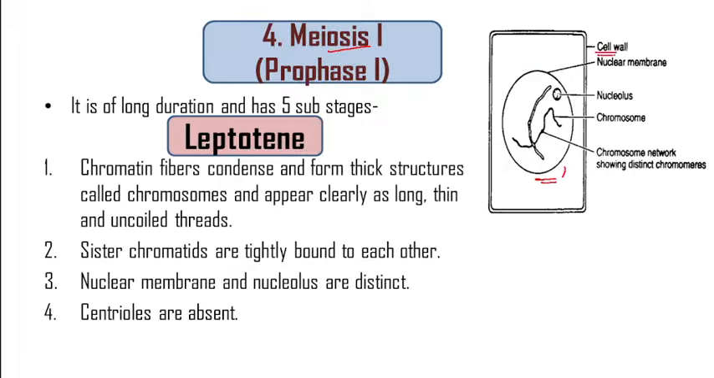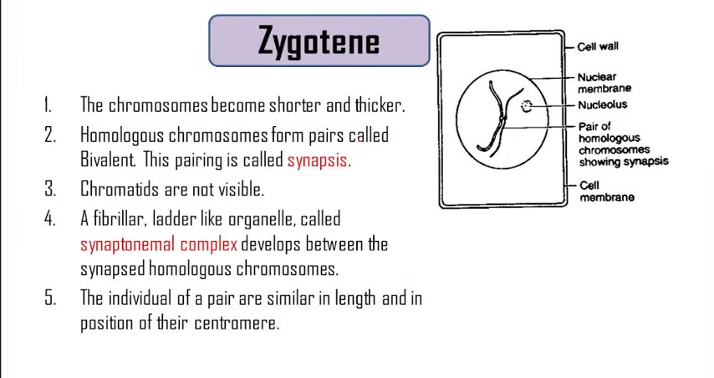So you have to draw the diagram and write the cell wall, nuclear membrane, nucleolus, chromosome, chromosome network showing distinct chromomeres, and this is the leptotene stage of meiosis 1. Chromatin fibers condense and form thick structures called chromosomes and appear clearly as long, thin and uncoiled threads. Sister chromatids are tightly bound to each other. Nuclear membrane and nucleolus are distinct. Centrioles are absent.